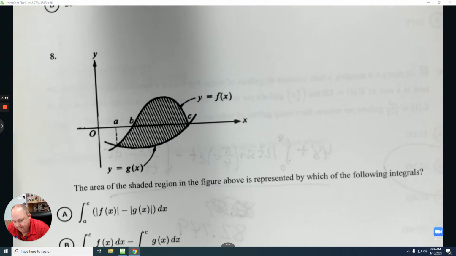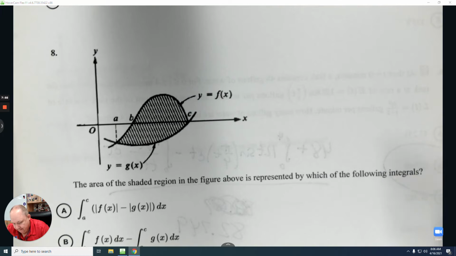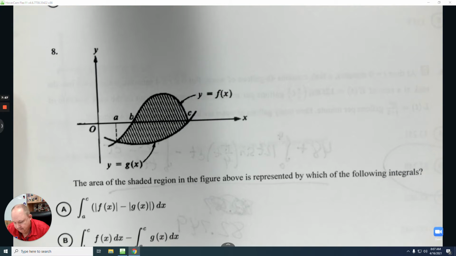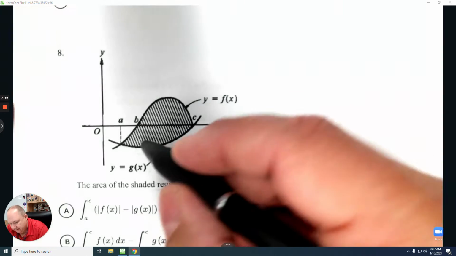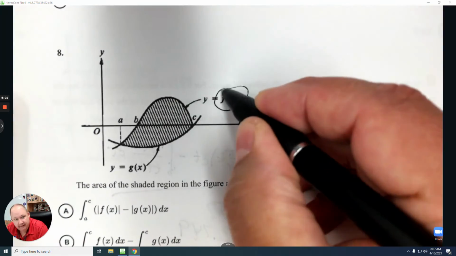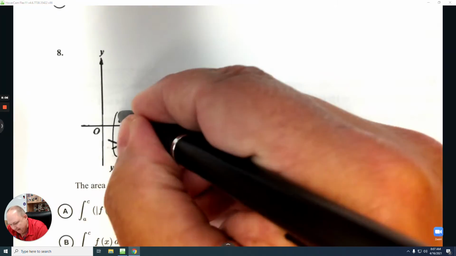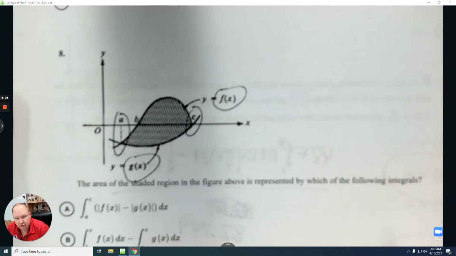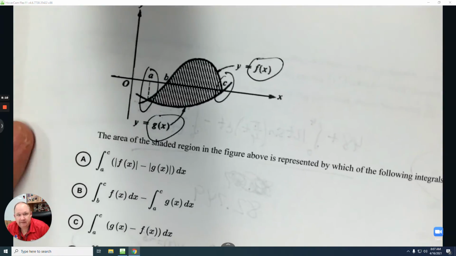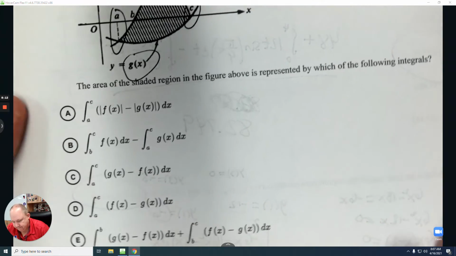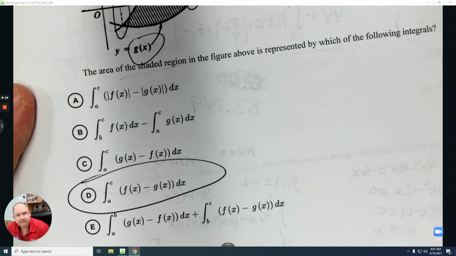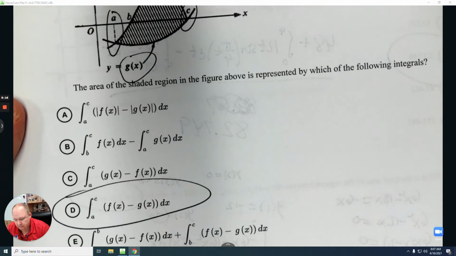Number 8. The area of the shaded region in the figure above is represented by which of the following integrals? And so it's top subtract bottom. So f of x is top, subtract the bottom. And it goes from A to C. So which one integrates from A to C? F subtract G. And that's the correct setup to find the area between two curves.